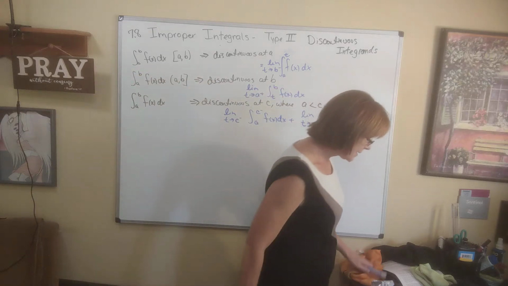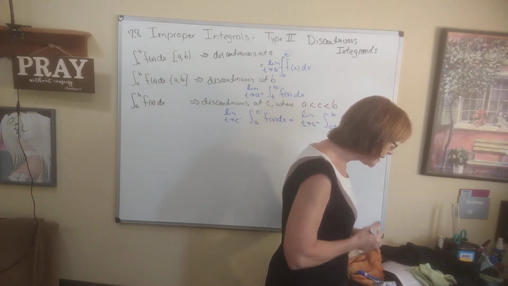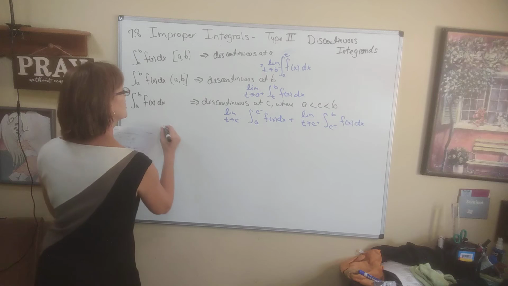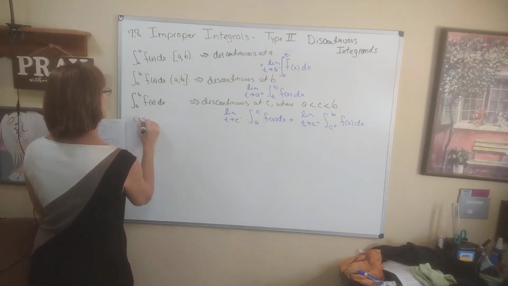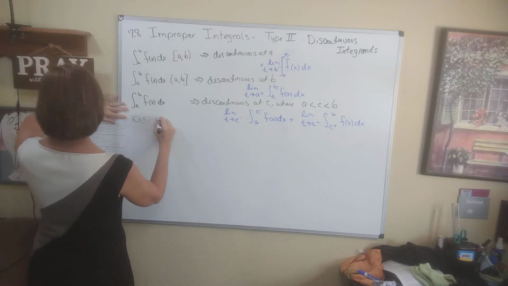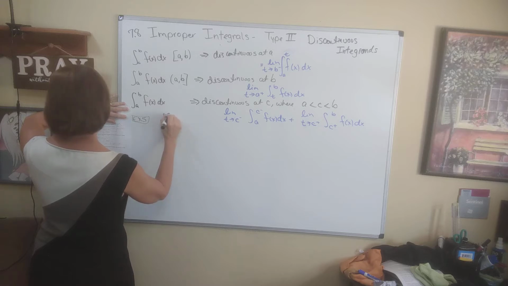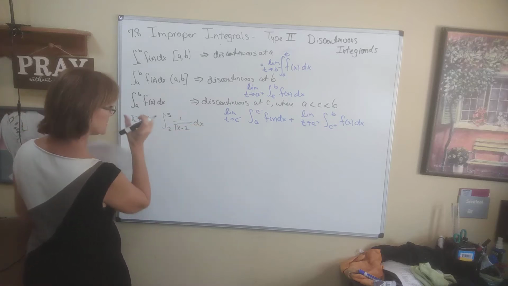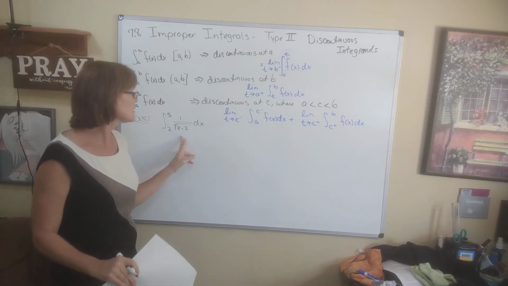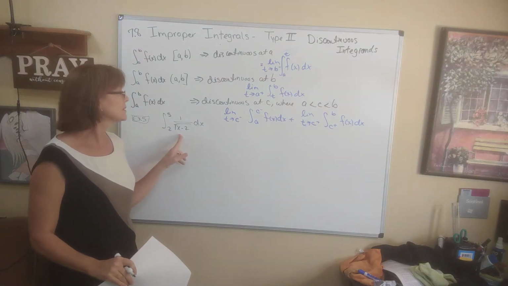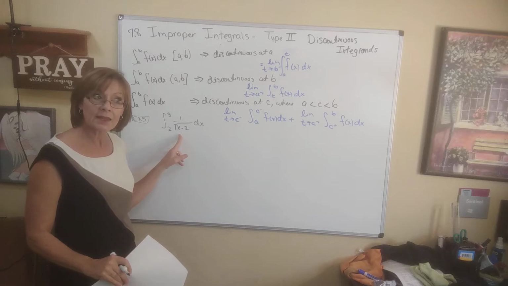So let's look at example 5, and it says determine if the integral from 2 to 5 of 1 over the square root of x minus 2 converges. What happens with this guy? Does it converge? Does it diverge? Well, what's going on here? It doesn't look all that horrible, except when you put in 2, 2 minus 2 is 0, and the square root of 0 is 0, and that's in the denominator, so that is undefined right there.